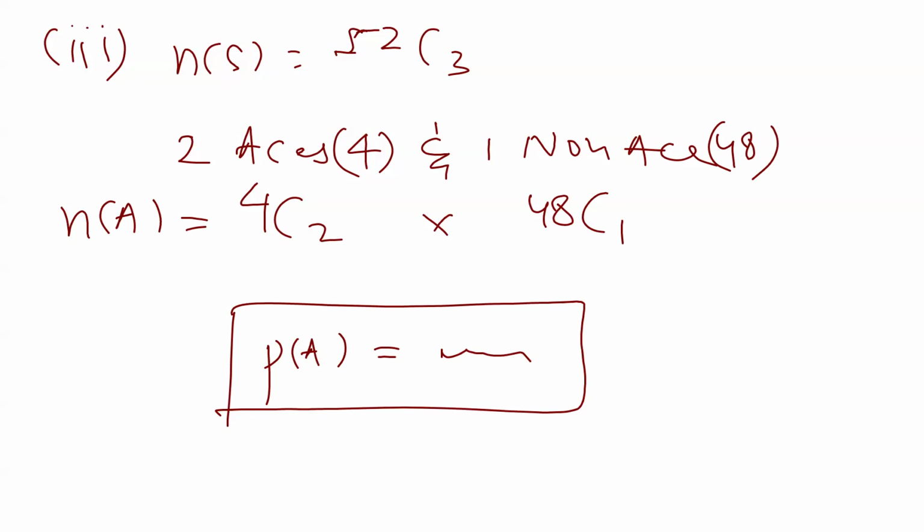Third question, read the question clearly. Third is done, sorry. This is question number 4. 3 cards are drawn at random at a time from a well shuffled pack of 52 cards. Find the probability that all the 3 cards have the same number. So basically n of S is equal to 52C3 because we are drawing 3 cards.